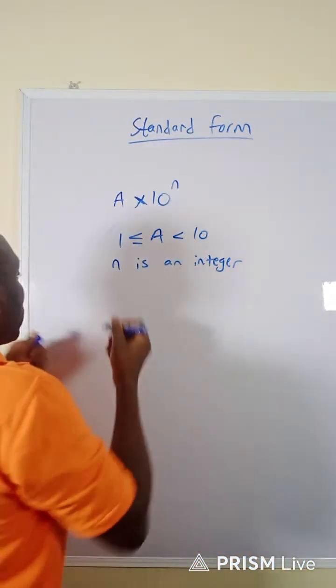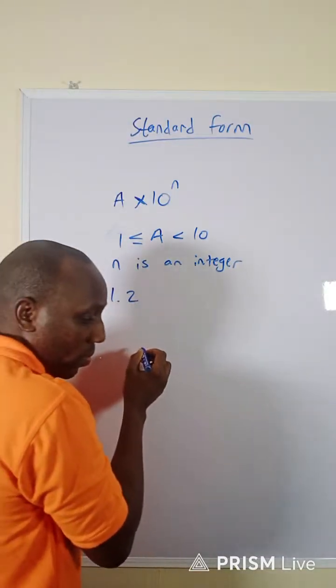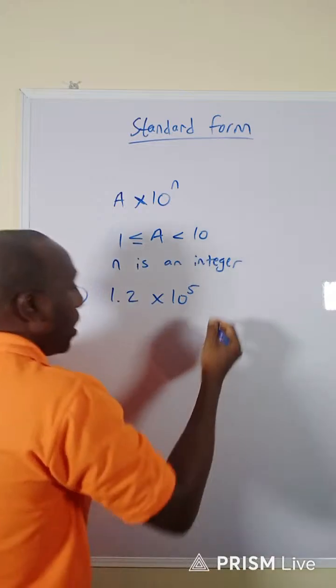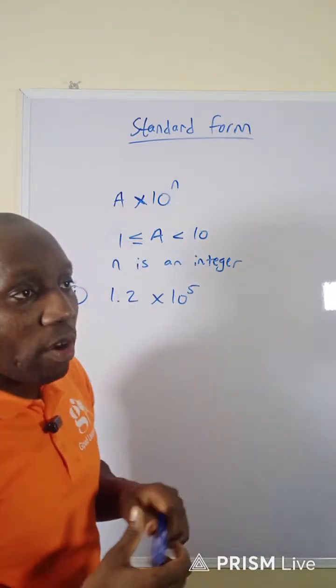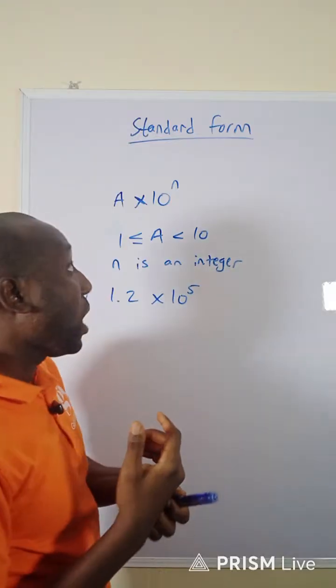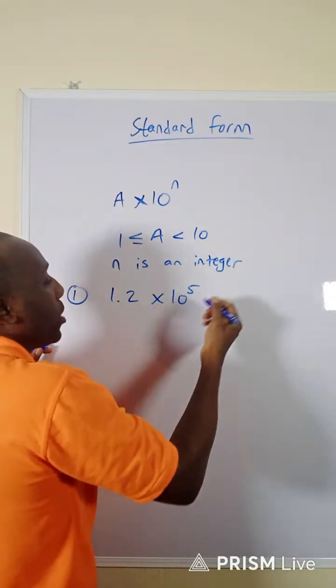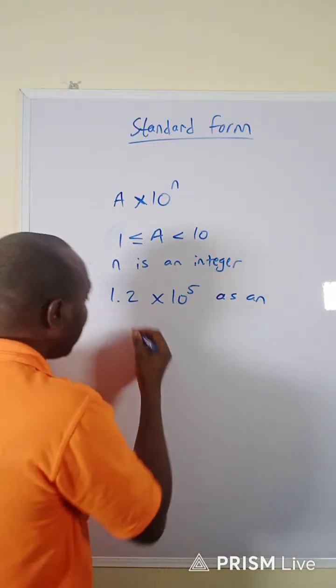Okay, I think we can look at some examples now. Number 1, we want to write 1.2 times 10 raised to power 5. They want to write this number as an ordinary number. Okay, you know what? Let's just start first by converting it to an ordinary number before we talk about how to write it in standard form. So 1.2 times 10 raised to power 5 as an ordinary number.